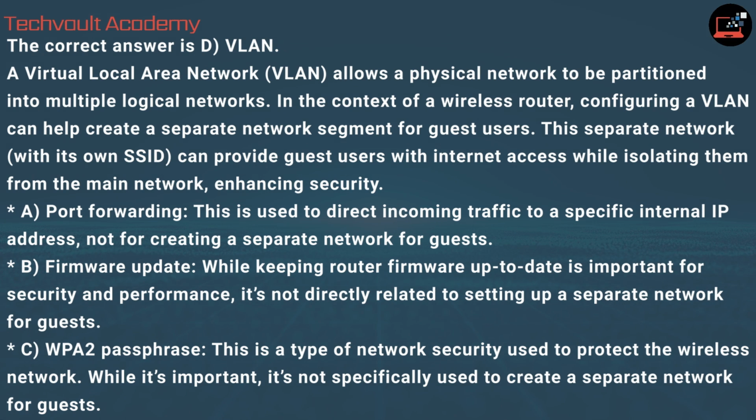A. Port forwarding. This is used to direct incoming traffic to a specific internal IP address, not for creating a separate network for guests. B. Firmware update. While keeping router firmware up to date is important for security and performance, it's not directly related to setting up a separate network for guests. C. WPA2 passphrase. This is a type of network security used to protect the wireless network. While it's important, it's not specifically used to create a separate network for guests.